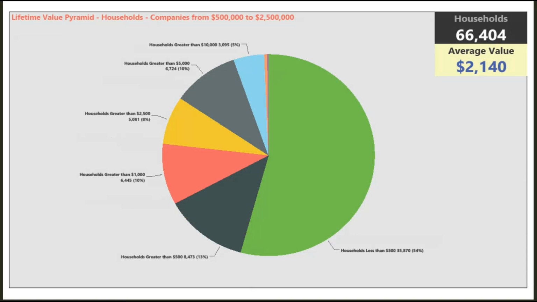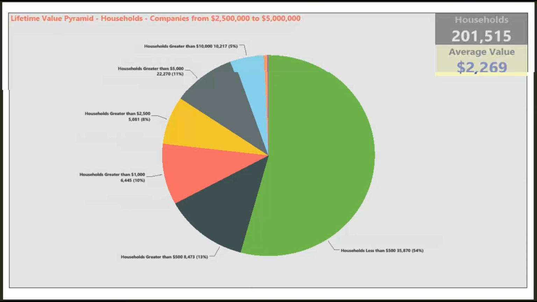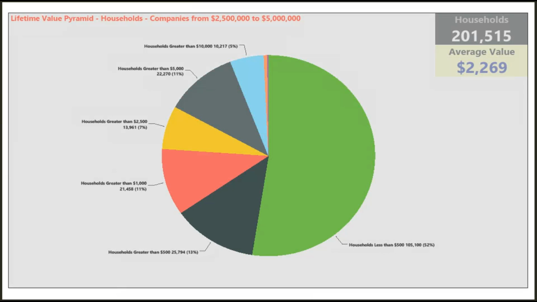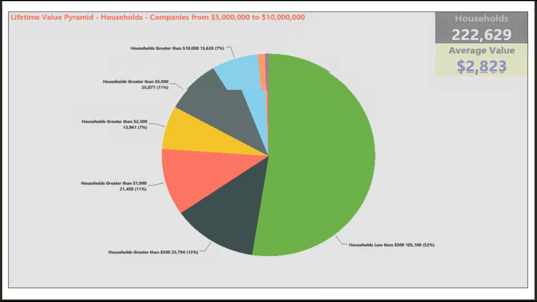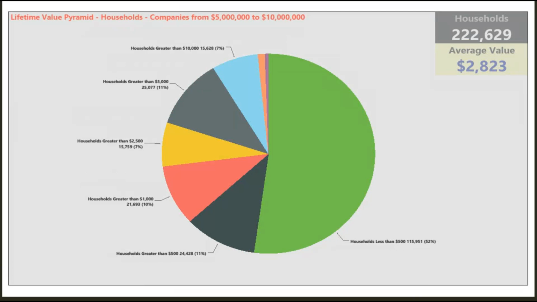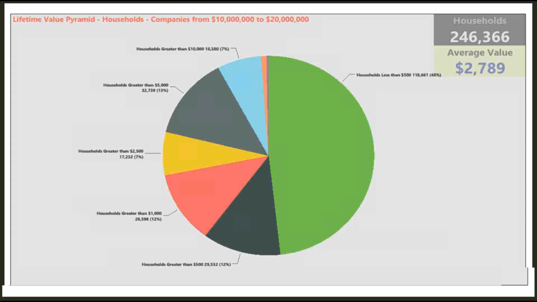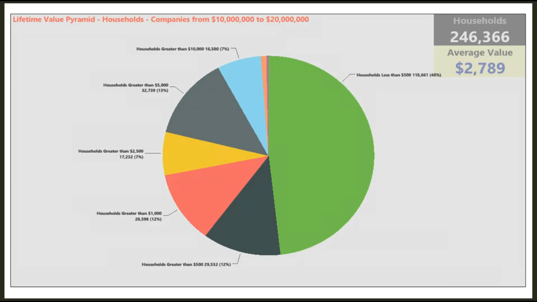If you're a $500,000 company to a $2.5 million company, it's 54% of your houses. If you're a $2.5 million to $5 million company, it's 52% of your houses. And the number shrinks a little bit as we go up. From $5 million to $10 million, we're still at 52, and then we're going to drop to 48% in the $10 million to $20 million range. So if you're a $10 to $20 million a year contractor, 48% of your customers are worth less than $500.